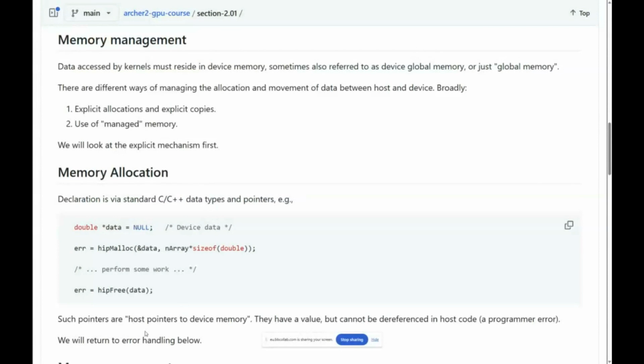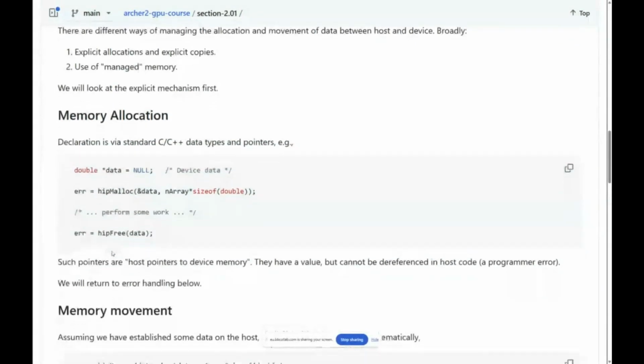Such pointers are host pointers to device memory. So the host owns the pointer. It contains an address of memory on the device. They have a value, but they cannot be dereferenced by the host. That's a programmer error because the memory address relates to space on the device and the host cannot access it. Each of these calls returns some form of error, and we will return to error handling at the bottom of this section.